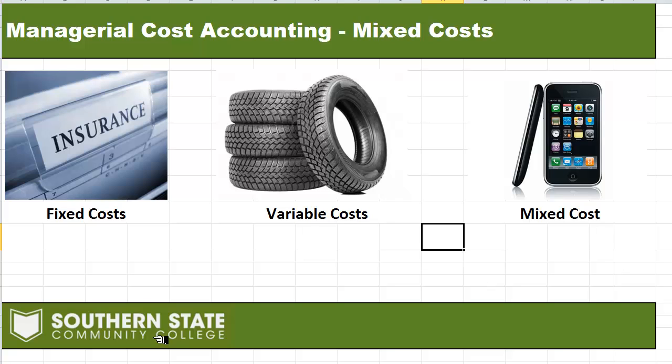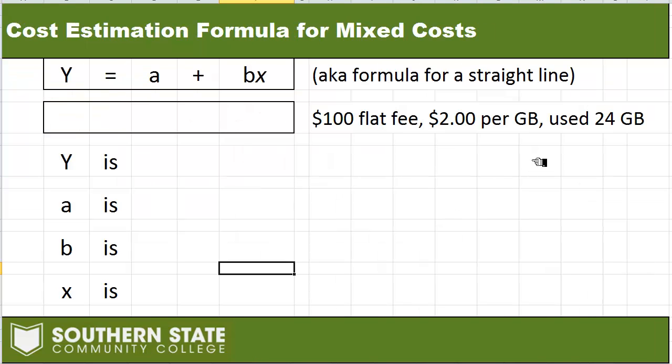So utilities might be another example. A water bill or an electric bill, you may pay a flat fee, and then if you use too much, it'll bill you even more. So we have a way to estimate our mixed cost and break them down into a fixed and variable component. And the formula that we're going to use is actually the same that you'd use in algebra to determine a straight line. The formula is y equals a plus bx.